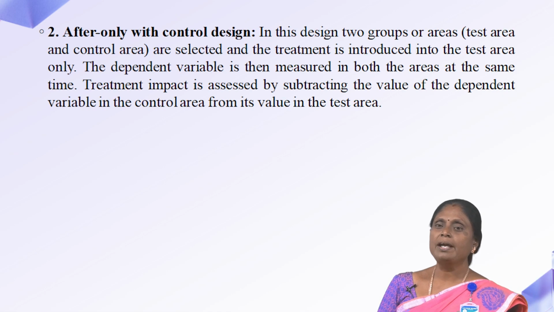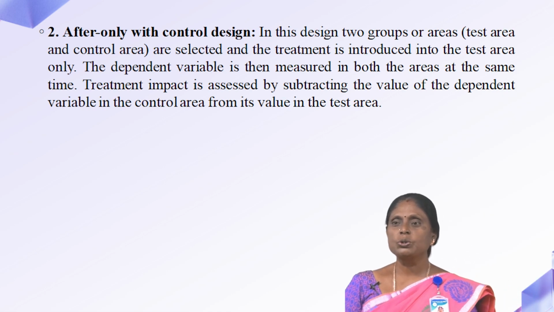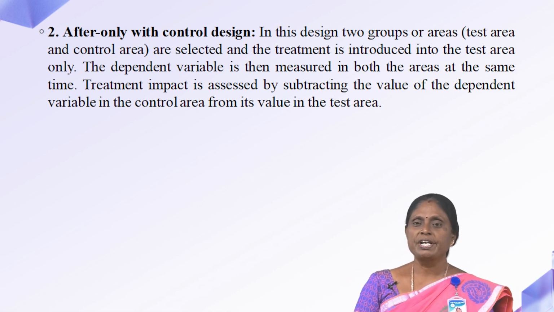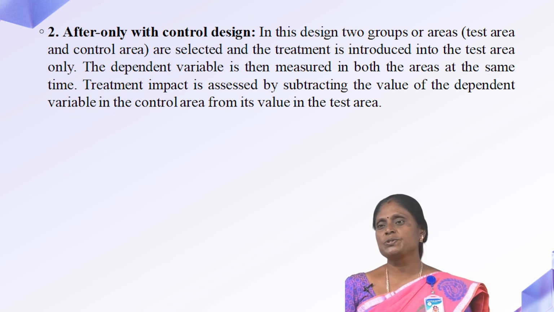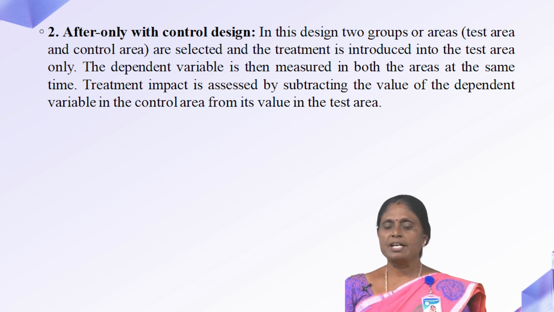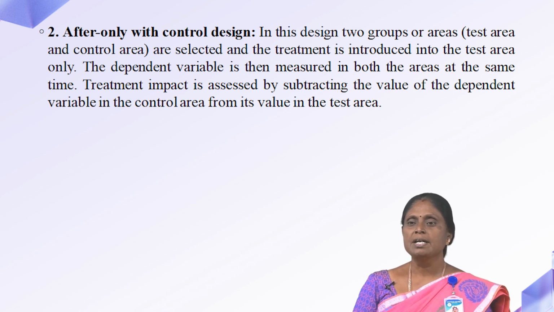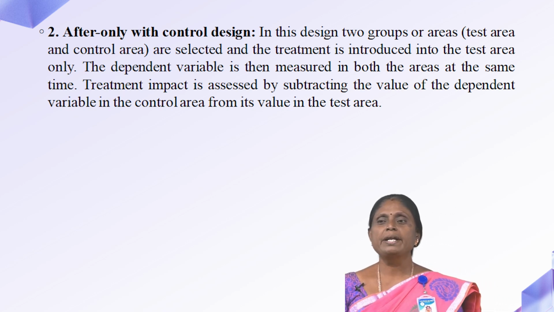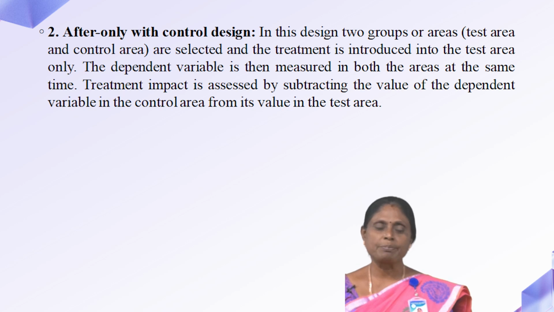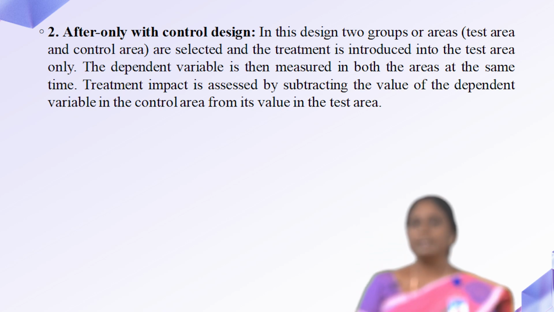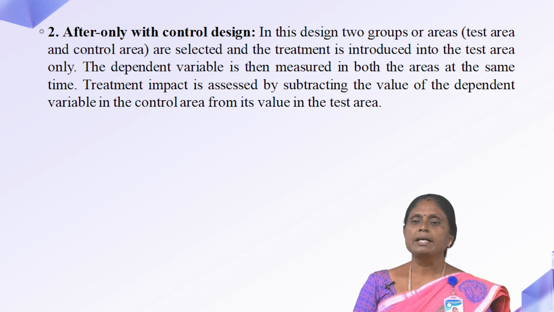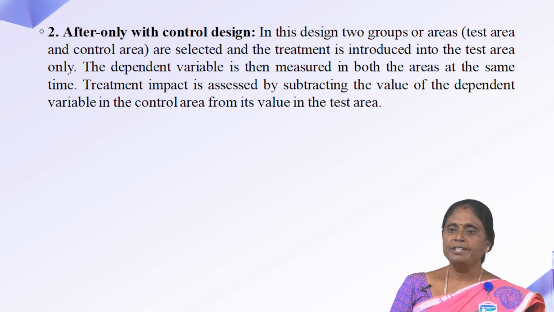See, in the after only with control design, there are two groups of areas. A test area and a control area are selected, and the treatment is introduced into the test area only. The dependent variable is then measured in both the areas at the same time. Treatment impact is assessed by subtracting the value of the dependent variable in the control area from its value in the test area.